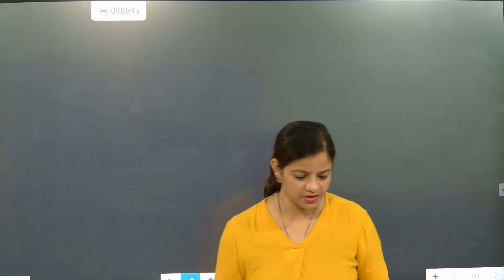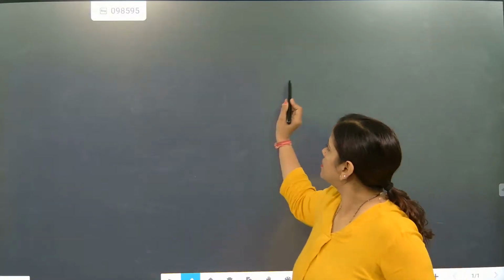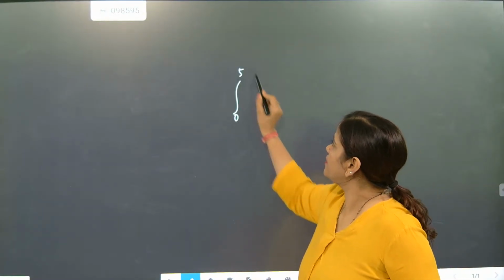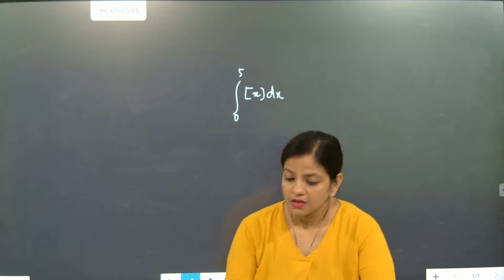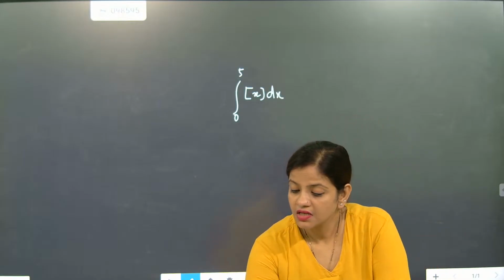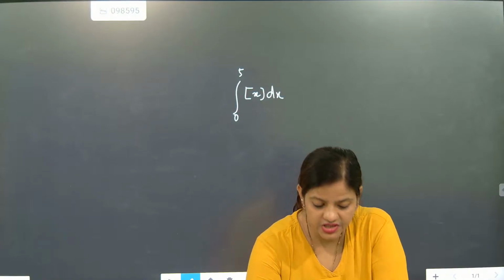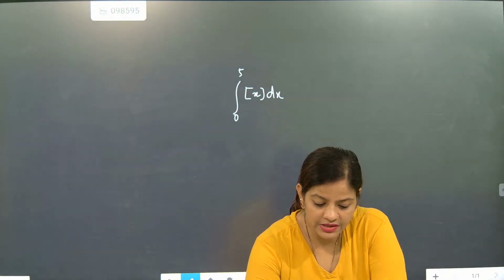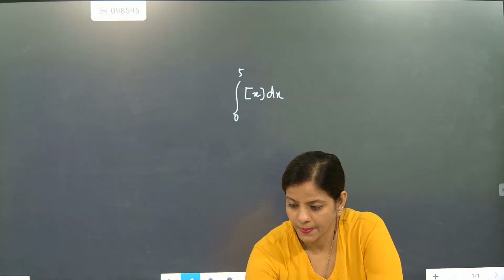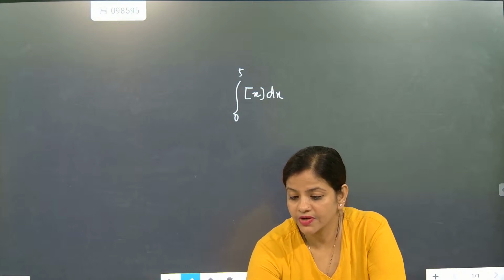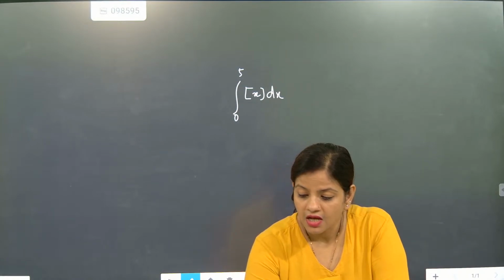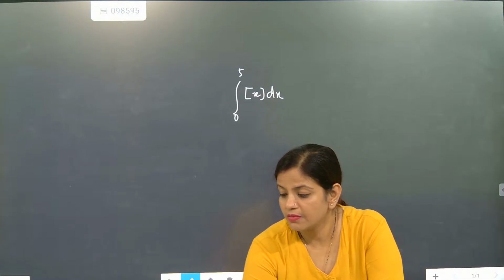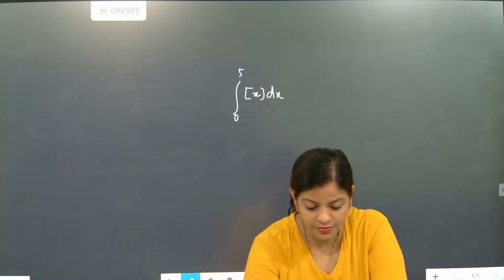Next question is integral from 0 to 5. This closed interval is exactly what? Greatest integer. So how to handle a greatest integer question? See, in a greatest integer question a discontinuous graph is there. You know that the lower limit will be included, but the upper limit value will not be included.